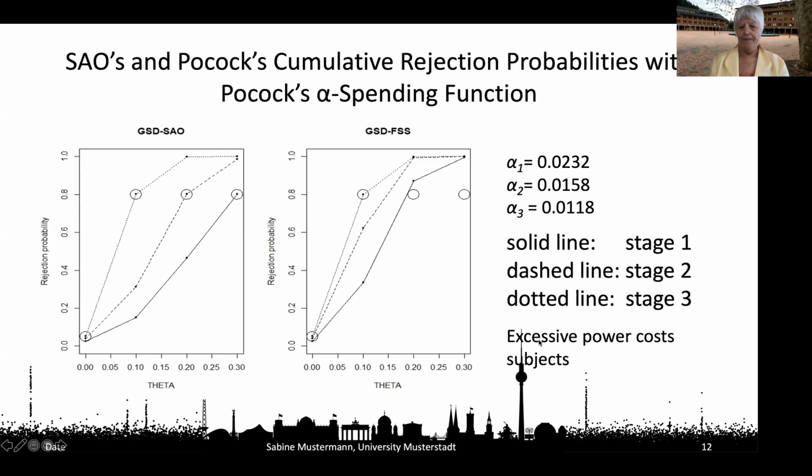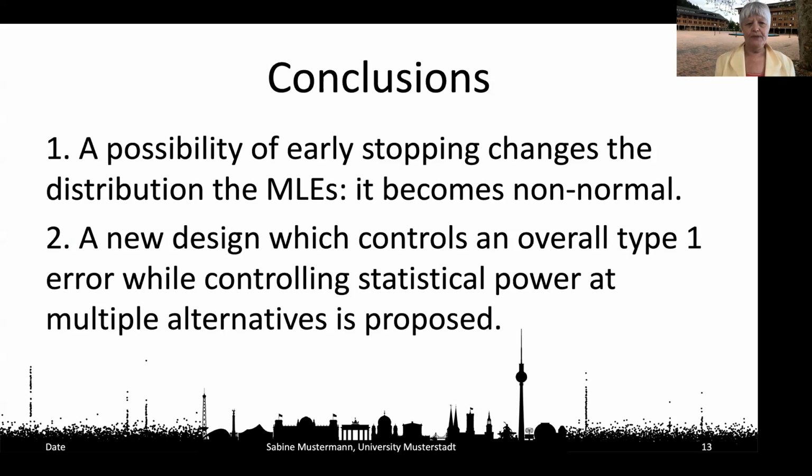There are lots of questions left to answer with these designs, but we think they're very intriguing and encourage people to look at them. So our conclusions are: the possibility of early stopping changes the distribution of the MLEs. It becomes non-normal. And we have presented to you a new design which controls overall type 1 error while also controlling statistical power at multiple alternatives.